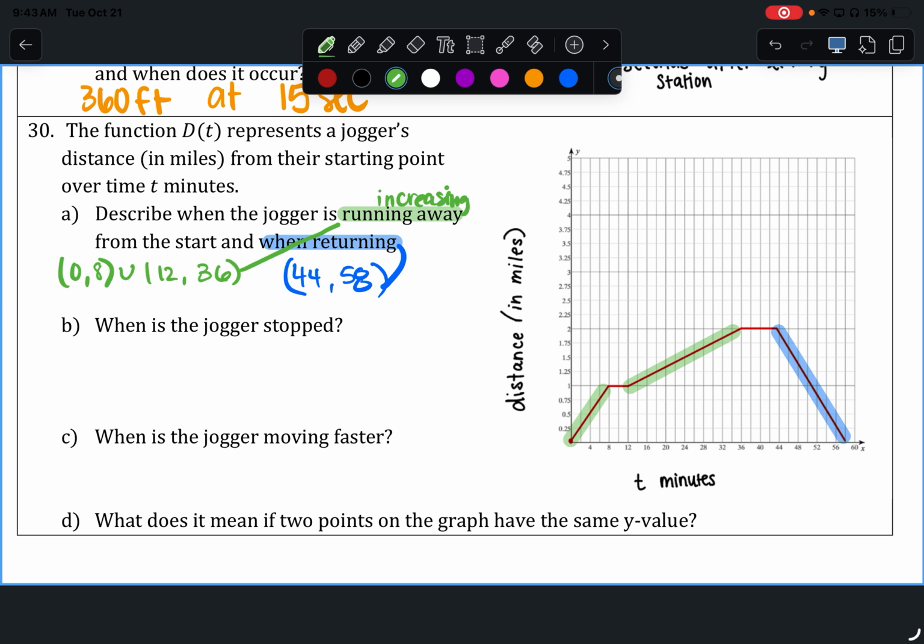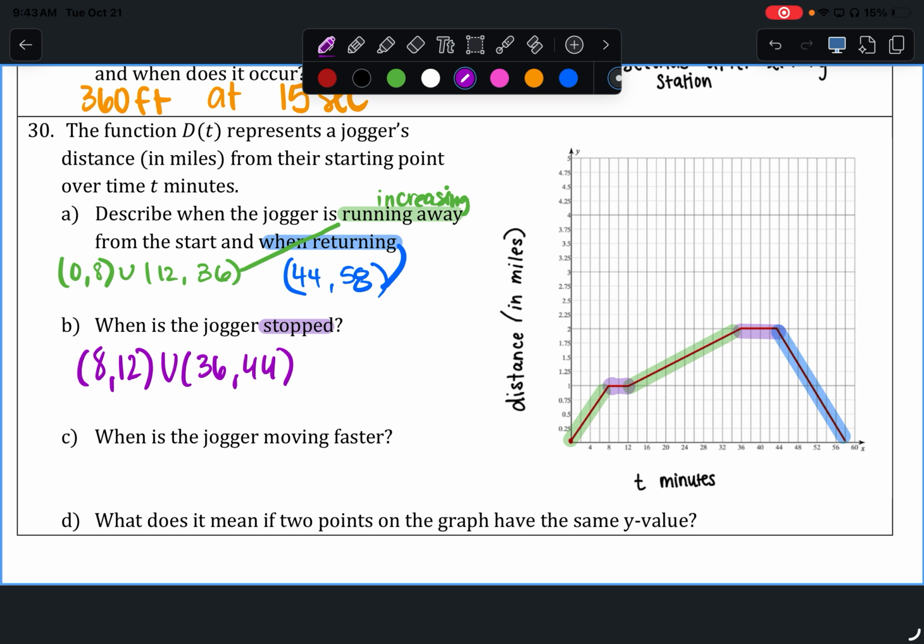Okay. Then it asks, when is the jogger stopped? So when is he stopped? There we go. So from 8 to 12 and from 36 to 44.